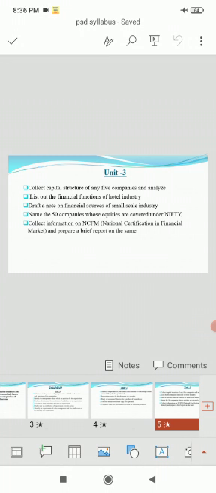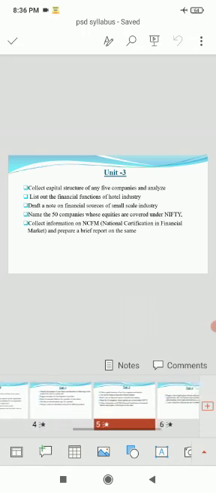Here we study how the small scale industries are collecting financial assistance from the various sources. And also finally in the third unit, name the 50 companies whose equities are covered under the Nifty. That means we have to select the companies which are listed in the Nifty, select the 50 companies and study them. And finally collect information on NCFM, that is National Certification in Financial Markets, and prepare a brief note on the same. These aspects are covered under the third unit.